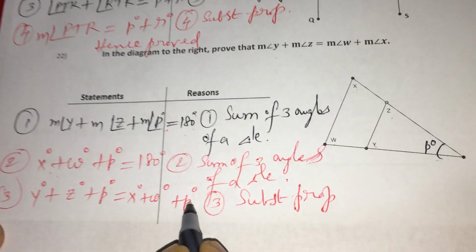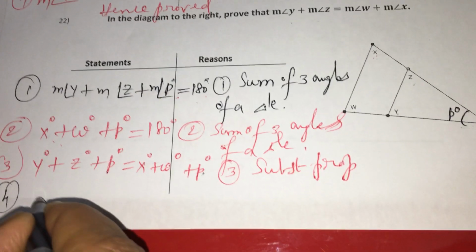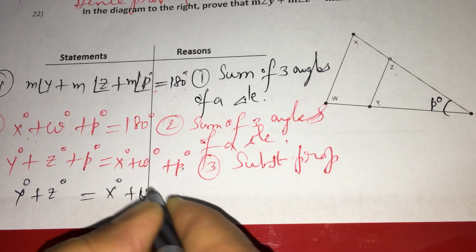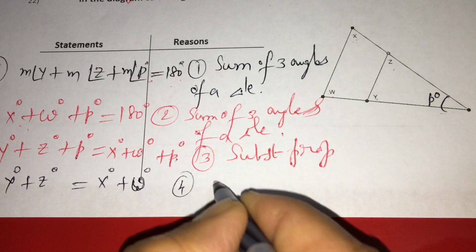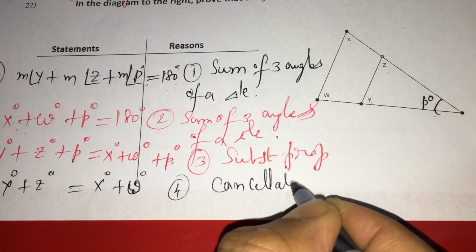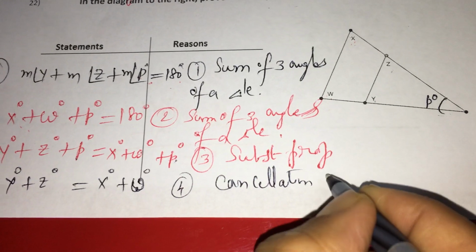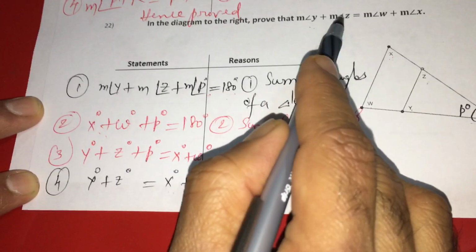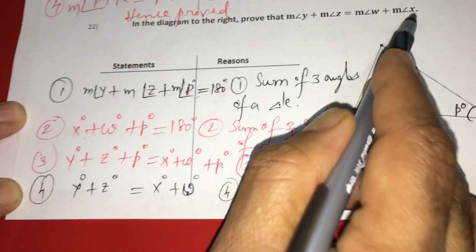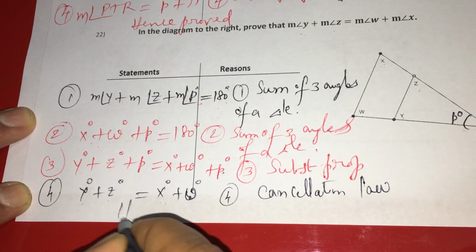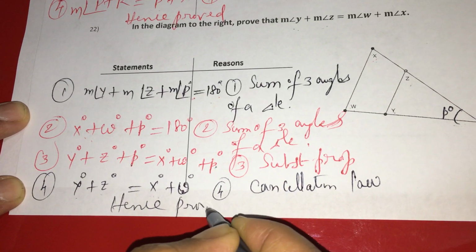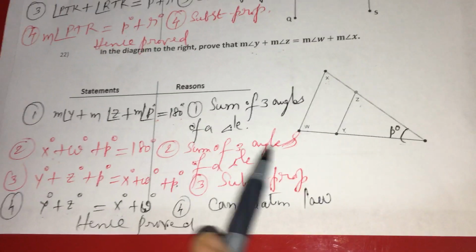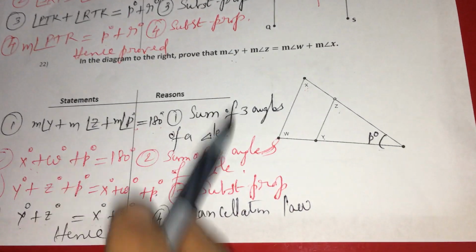Now if you see, this p and p get cancelled, therefore y degrees plus z degrees is exactly equal to x plus w degrees. This is the cancellation law. The cancellation law allows us to cancel this p and p. That's why we can equate them. So this is what we want here. The measure of y plus the measure of z is equal to the measure of w plus the measure of x. That's what we got here. Hence proved. So you practice in the same way. After watching this, you try to do without seeing. Then you can get good practice of this.